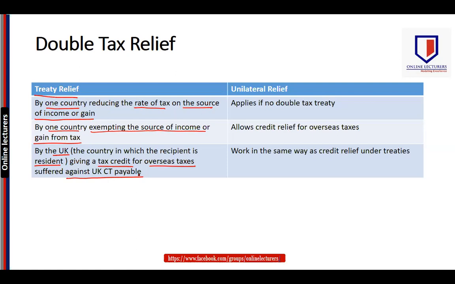But unilateral relief applies if there is no double tax treaty. It allows credit relief for overseas taxes, and works in the same way as credit relief under treaties. So the methods under a treaty are exemption, reduction or deduction, and the tax credit method.